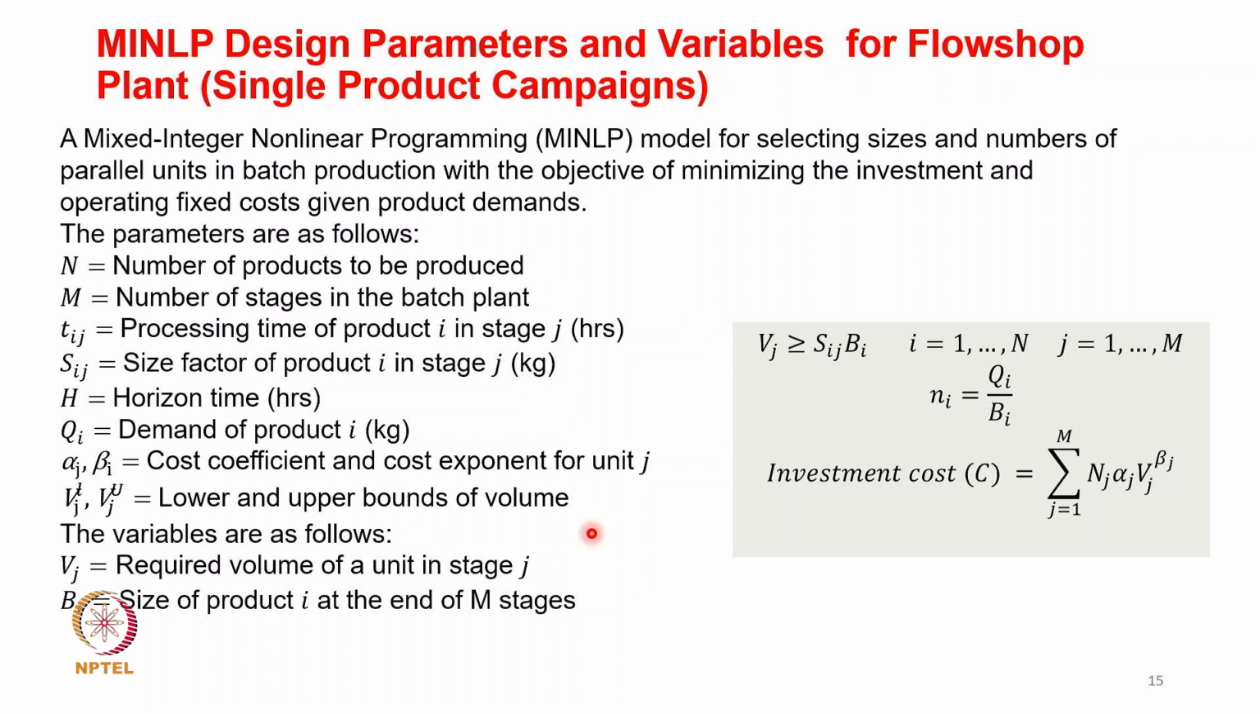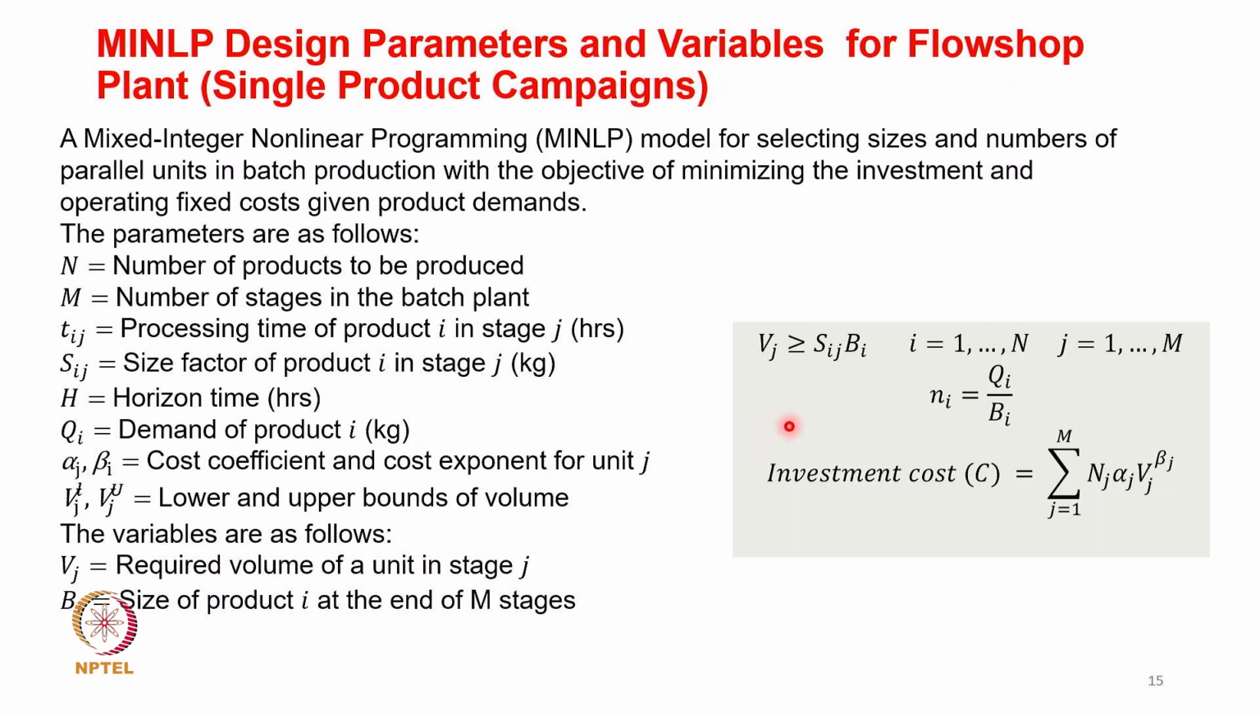There are n number of products to be produced, m number of stages, and tau ij is the processing time of i in j in hours. Sij is the size factor of i in j, H is the total horizon time, Qi is the demand of the product, alpha j and beta j are the cost coefficient and cost exponent for unit j, Vjl and Vju are the lower and upper bounds. And we are interested in identifying the required volume for a unit in stage j, and what is the size of the product at the end of the m stages.